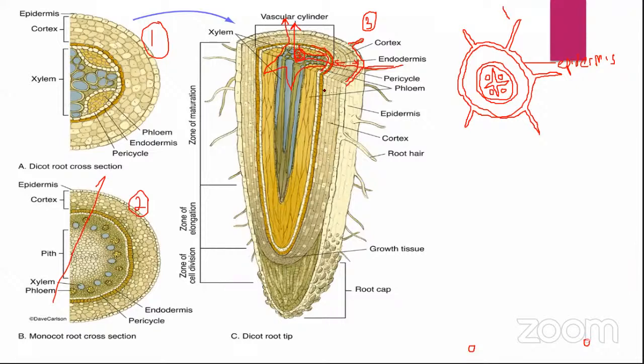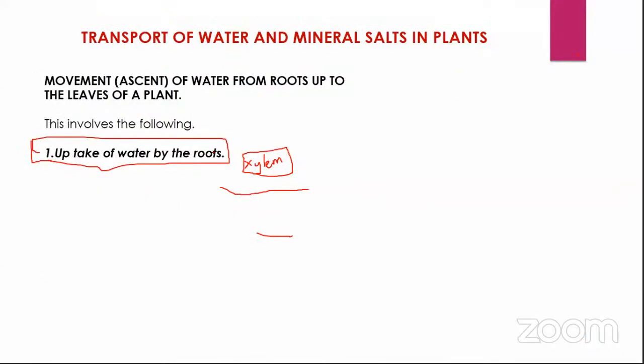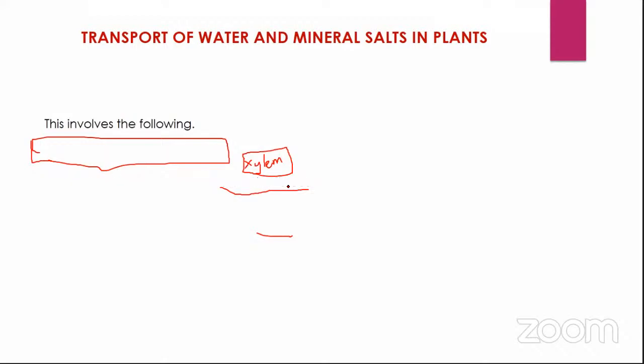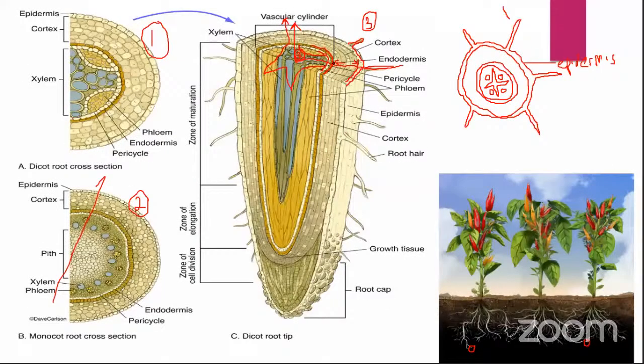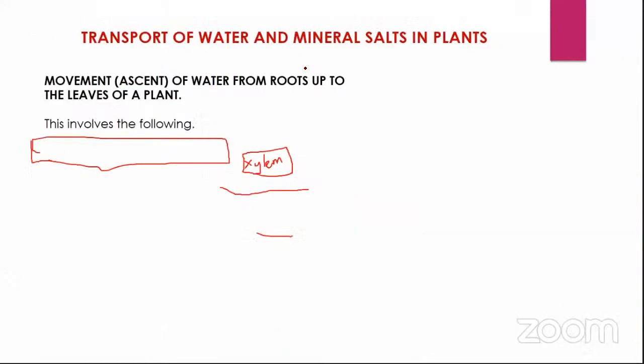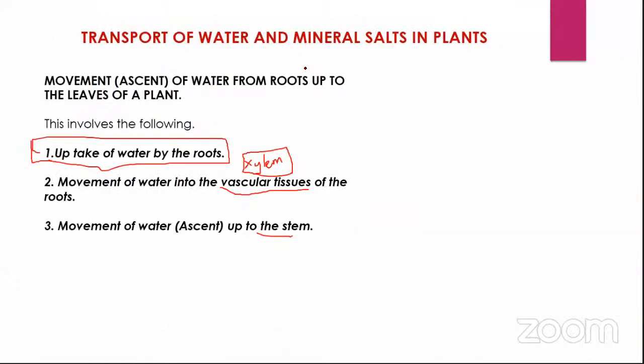So for today, we have put emphasis on just uptake of water by the roots. In the next lesson, we shall look at movement of water into the vascular tissue, the xylem. That is, when water has reached the endodermis, how does it cross from the endodermis to enter the xylem? That will be our next lesson. Then after that, we shall look at movement of water up the stem, that is, when water has reached the xylem, how does it move up?